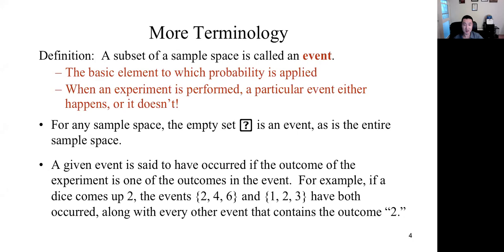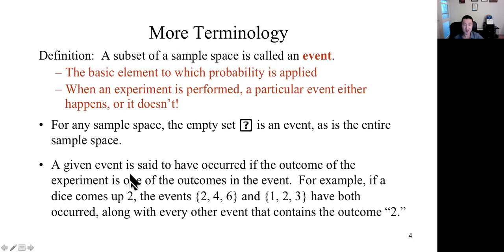An event is a subset of a sample space. It is the basic element to which probability is applied, and when an experiment is performed, a particular event either happens or it doesn't happen. For any sample space, we also have a so-called empty set, which is nothing happened, and also the entire sample space. The entire space is also an event, and so is the empty set.